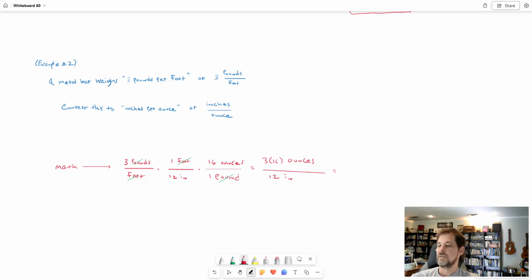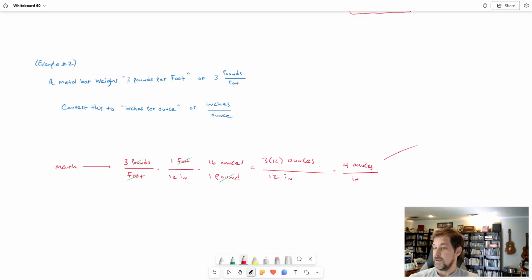Okay, so let's see, what do I get out of that? I got 3 times 16 divided by 12, so that's going to be 4. So I got 4 ounces per inch. Okay, so what that tells us is every 1 inch of that metal bar weighs 4 ounces. Or for every 4 ounces of the bar, there's an inch of length. But that's not quite what I wanted. I mean, the problem was, for whatever the reason, to convert it to inches per ounce.